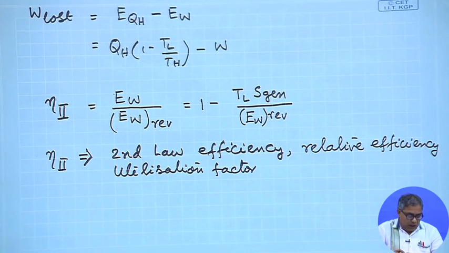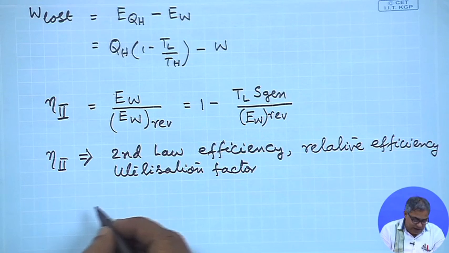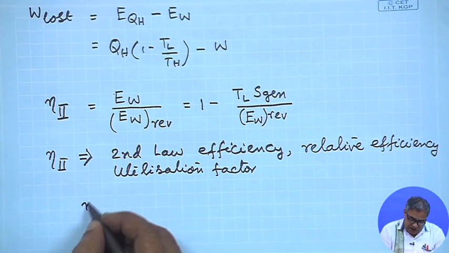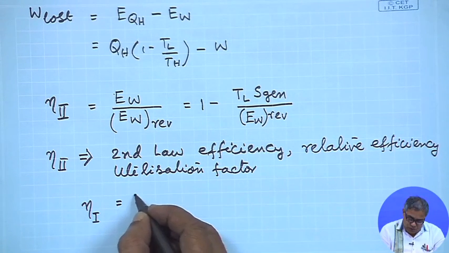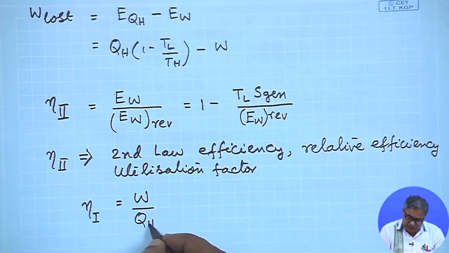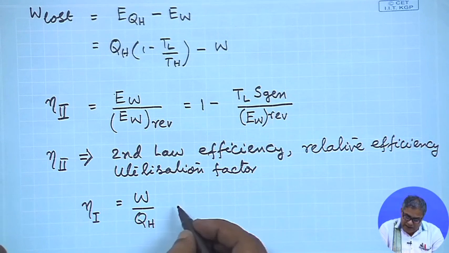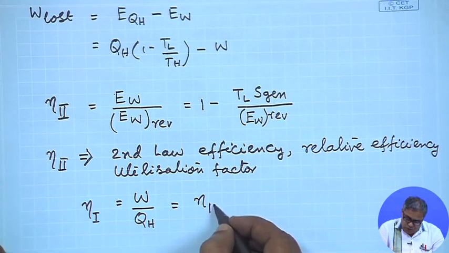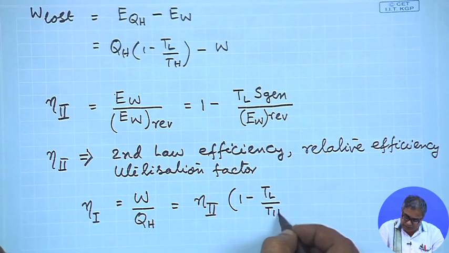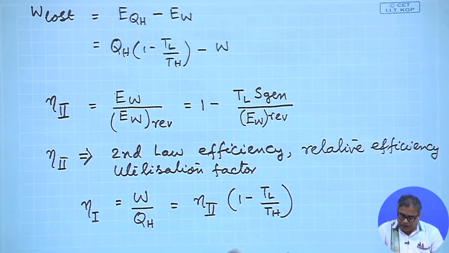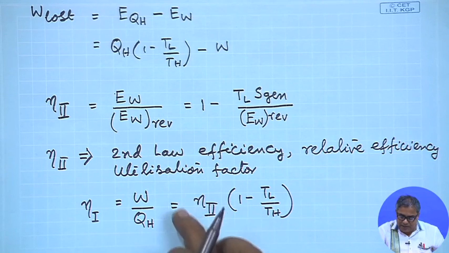Okay. Now, eta 2 then, what will be eta 2? By this we can get a relationship between eta 1 and eta 2. Eta 1 is the first law efficiency, that is equal to W by Q H, work done divided by thermal energy taken from the high temperature source, and that is equal to eta 2 multiplied by 1 minus T L by T H. So, you see the term within the parenthesis is the first law efficiency, and that is multiplied by a factor.